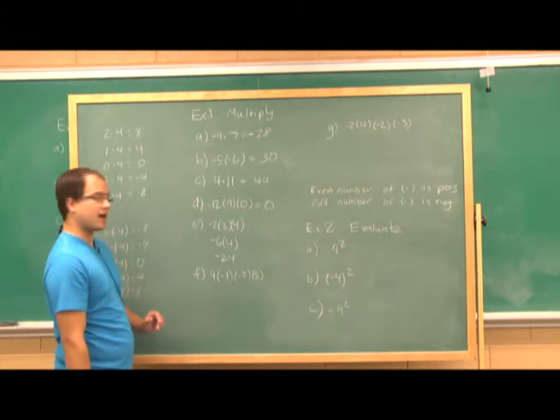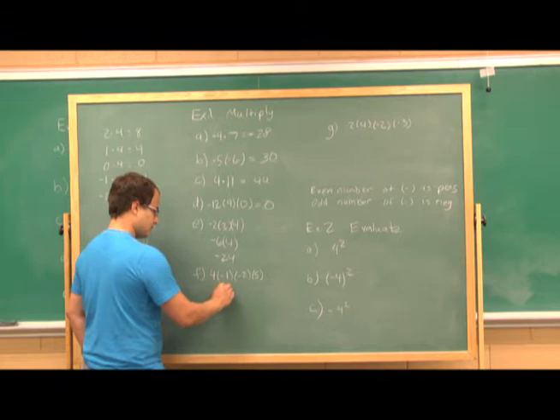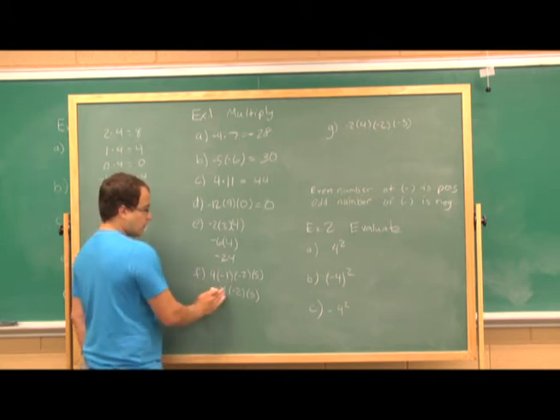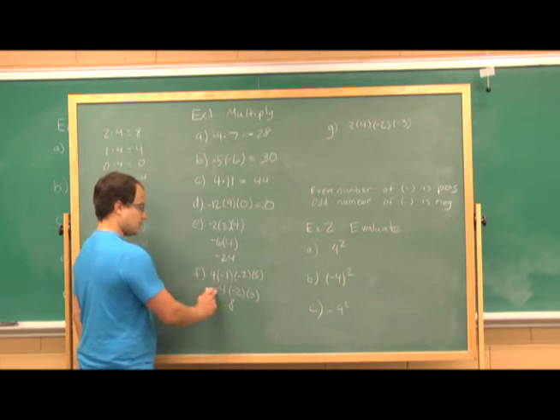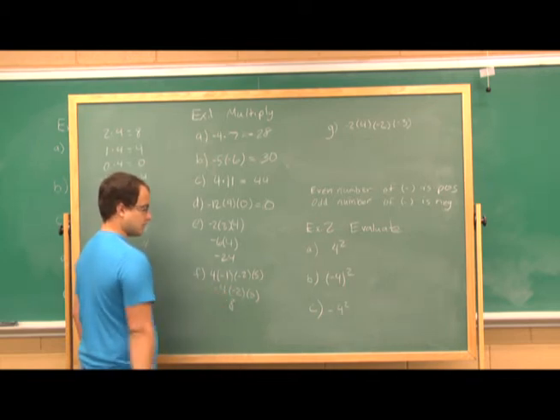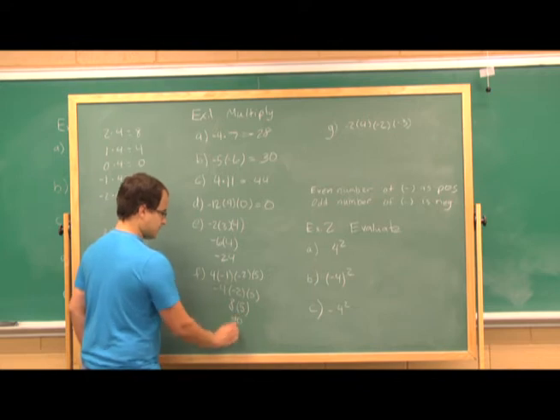You do the same thing for F. 4 times negative 1 is negative 4 because they had opposite signs. Negative 4 times negative 2 is positive 8 because two negatives make a positive. And 8 times 5 is 40.